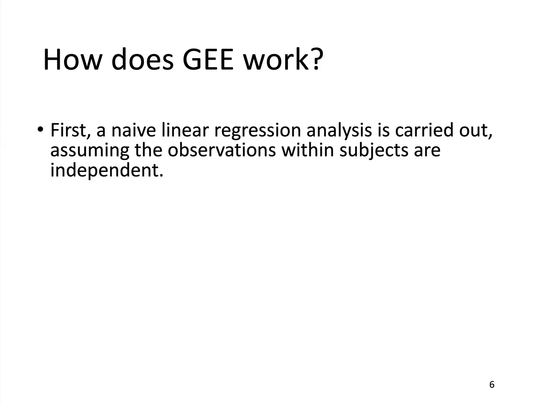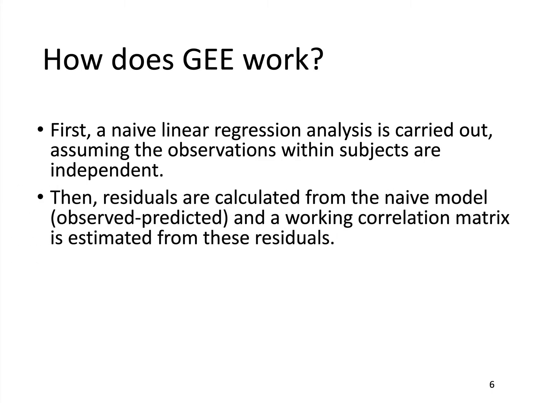So how do these things work? First, it's a naive linear regression analysis, and it's carried out by assuming the observations within subjects are independent. So the first thing we do is we just run our old, let's assume that we're running a normal regression. And by normal, I mean a normally distributed dependent variable. So it's just a regular regression. The first thing we do is we just run that regression. And then we calculate residuals from that model, right? We call it the naive model, and we just take the observed minus predicted, right? And we get a working correlation matrix. So we get that within-cluster correlation matrix, and we just estimate it from the actual residuals.